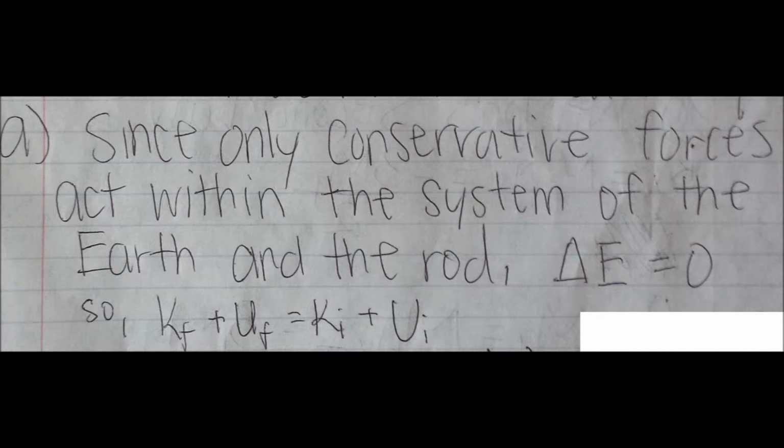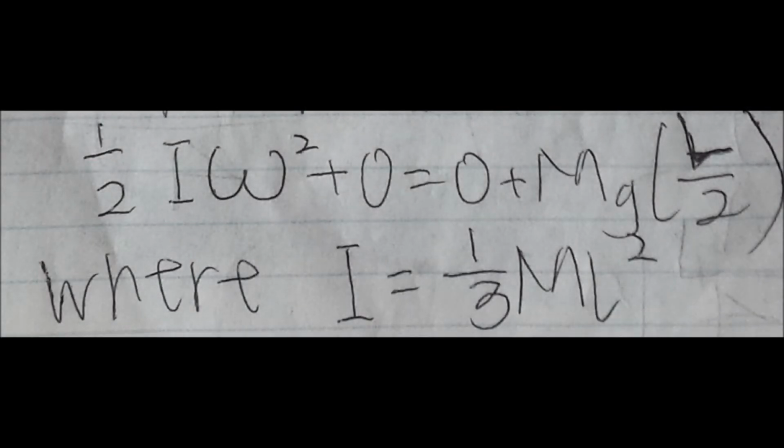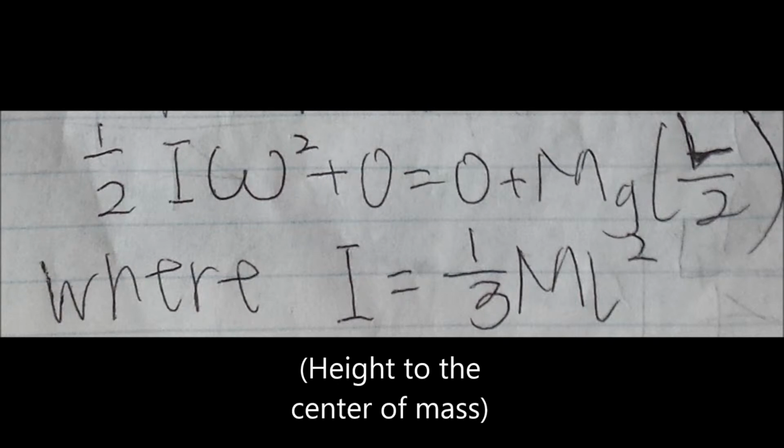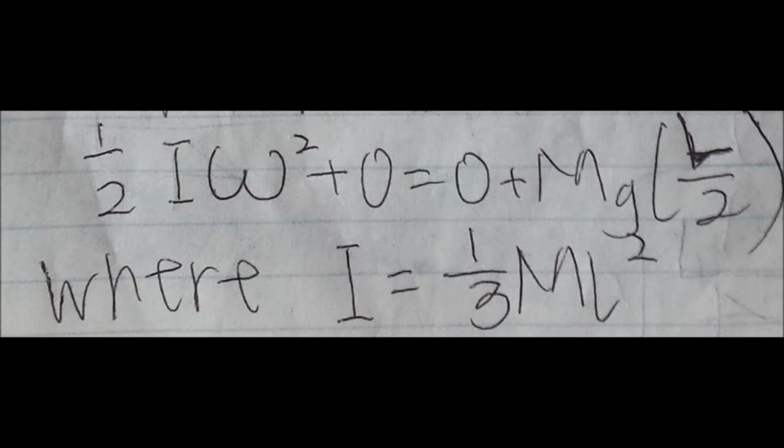So, using the equation for energy with kinetic energy and potential energy, Kf plus Uf is equal to Ki plus Ui. Uf is equal to 0 and Ki is equal to 0. Then substituting into the equation, the result is 1/2 I omega squared plus 0 is equal to 0 plus mg times L over 2, which is the height.